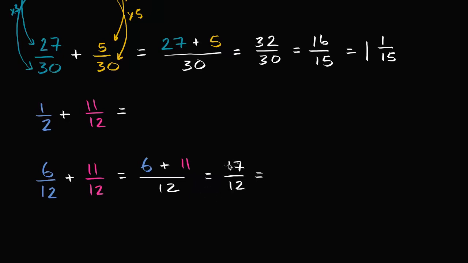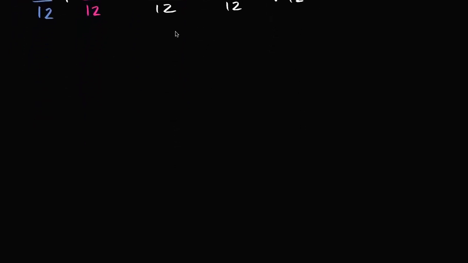If we want to write it as a mixed number, that is what? 12 goes into 17 one time with the remainder 5. So 1 and 5 over 12. Let's do one more of these. This is strangely fun. All right. Let's say that we wanted to add 3/4 to 1 over 5. What is this going to be? And once again, pause the video and see if you can work it out.